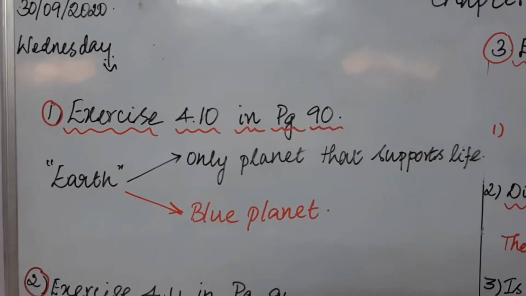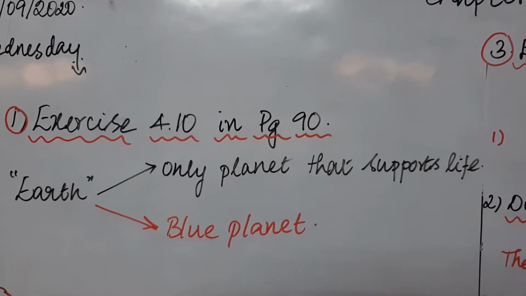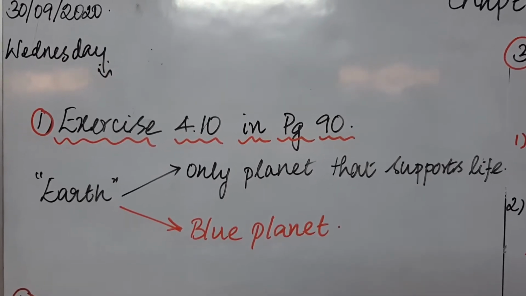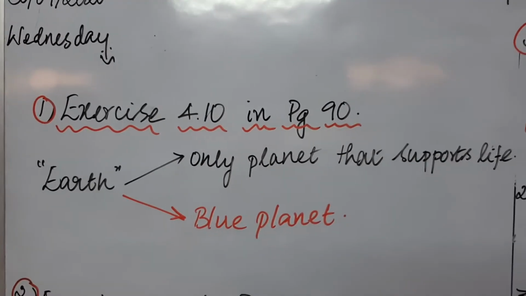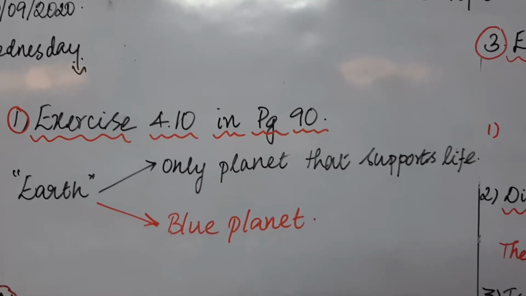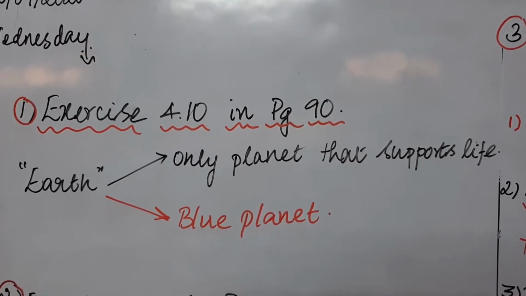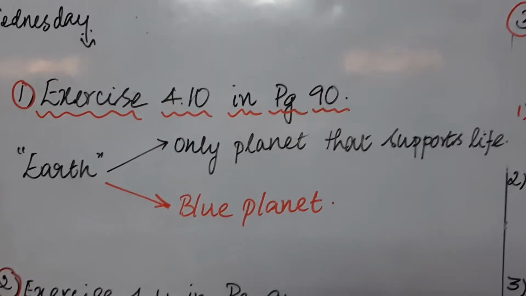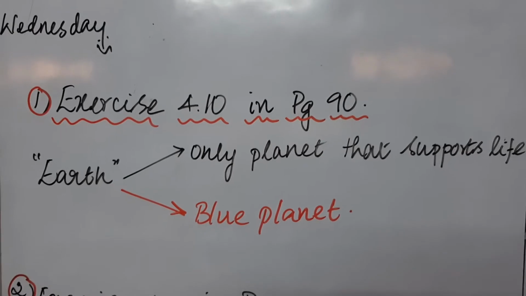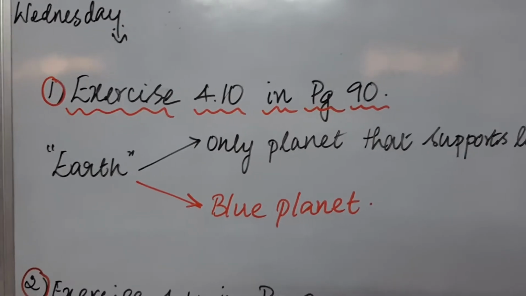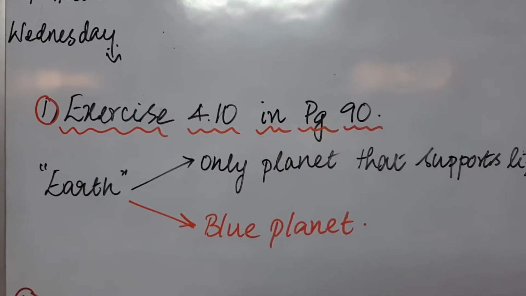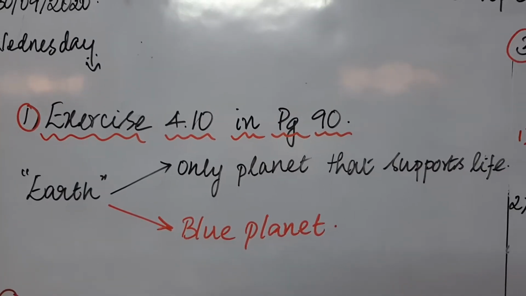So, shall you all revise it once again? Yes. So, we started with exercise 4.10 on page number 90. What comes to your mind when you hear the word Earth? I have shared 2 answers. The only planet that supports life is Earth. The blue planet, Earth is also called the blue planet. Still 2 more boxes are left, so I have given you chances to answer. What comes to your mind when you hear the word Earth? You are supposed to write the answer in the box provided.